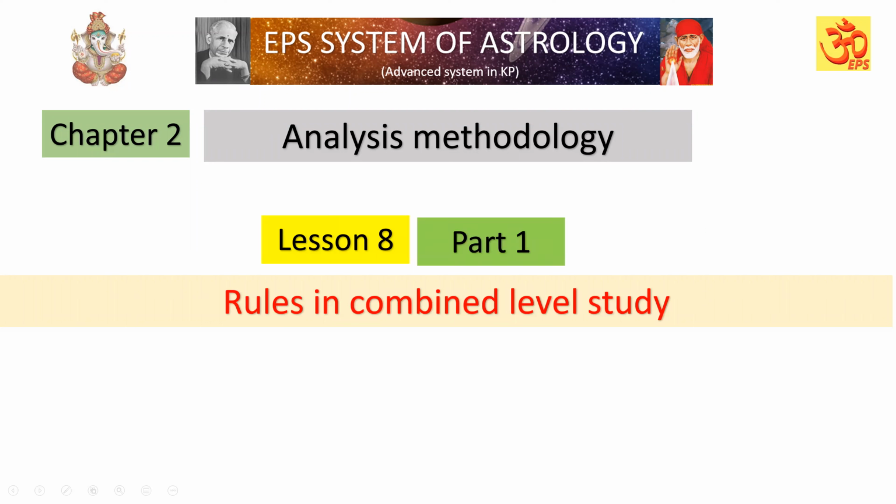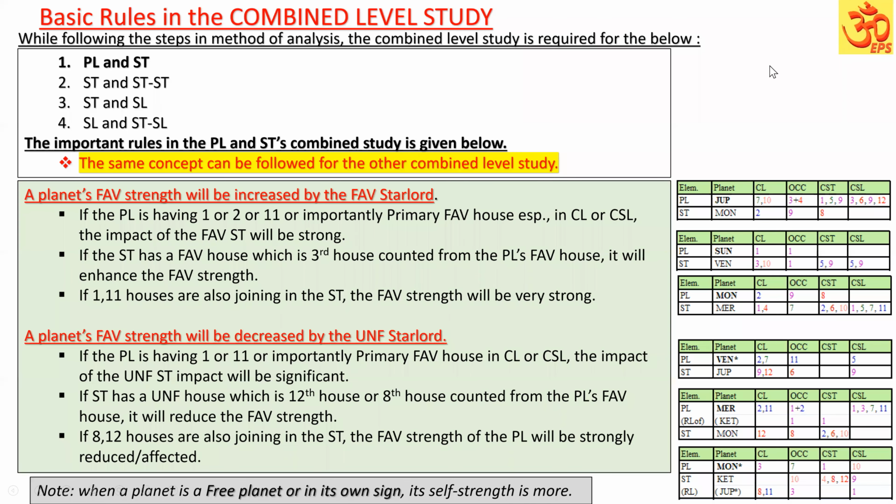Lesson number 8, part 1, rules in combined level study. What are the basic rules in the combined level study? While we are following the steps in the method of analysis, we will have to do combined level study for the following combinations. What are they? Planet and star-lord, star-lord and its star-lord of the star-lord, and star-lord and the sublord, and sublord and star-lord of the sublord.